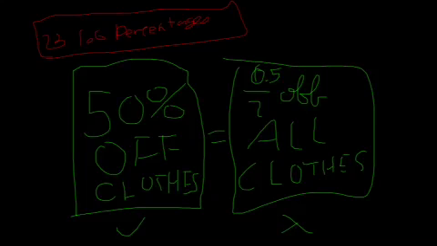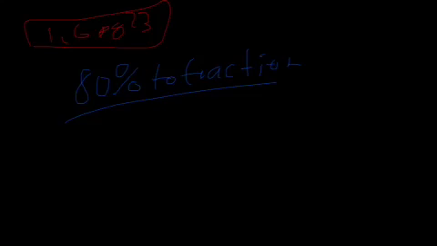So let's try some conversions to change a fraction. So let's write this back. 1.6, still on page 23. So to convert 80% to a fraction, we just remove the percent sign and divide by 100. This is going to be equal to 4 over 5.